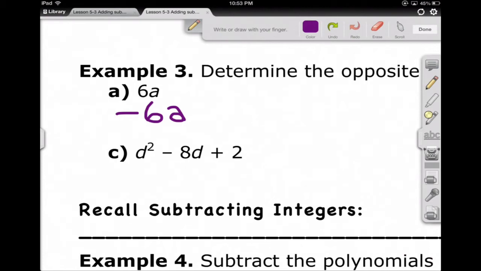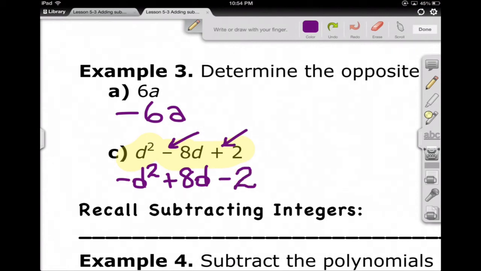Notice how I looked at each of these. I thought about whether they were positive or negative before I decided to go after the opposite. So the opposite of a positive d squared is a negative d squared. The opposite of a minus 8d is a plus 8d. And the opposite of a plus sign is a minus sign. There you go. So your expression is its negative opposite.